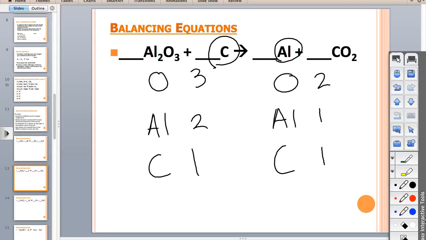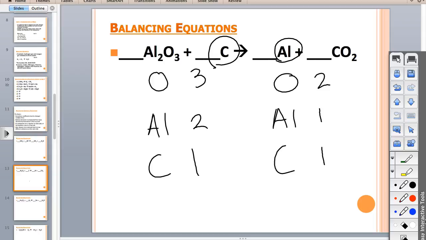So when I go and I count these, I have to start with 3 oxygens, 2 aluminums, 1 carbon, and on the product side, I have 2 oxygens, 1 aluminum, and 1 carbon. So when you have this little game of 2 and 3, 3 and 4, and you can't multiply them together to get there, like, if I multiply this by 2, it'll make this number, if you can't do that, you want to look for that least common multiple.